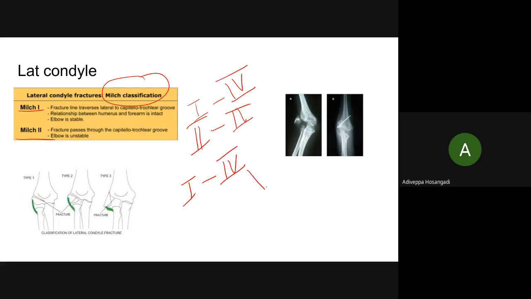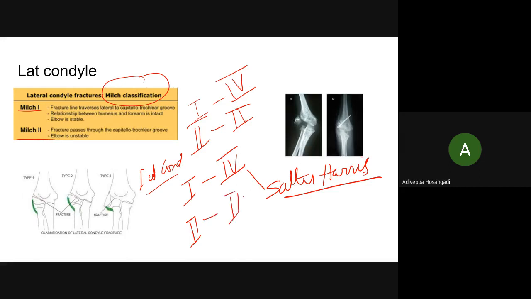Epiphyseal injuries are classified by Salter Harris. You should remember this name. This is a very, very common undergraduate question. Salter Harris. Type 2 lateral condyle. This type 1 and type 2 I am talking of is lateral condyle fracture. Type 1 is type 4 Salter Harris. Type 2 is type 2 Salter Harris. Salter Harris I will not cover now, but try and remember easily. It is very, very easy.